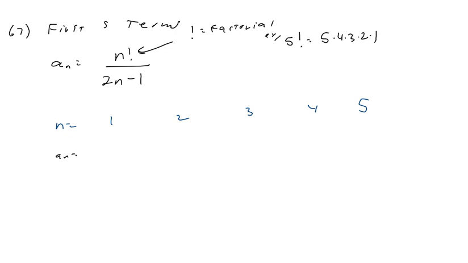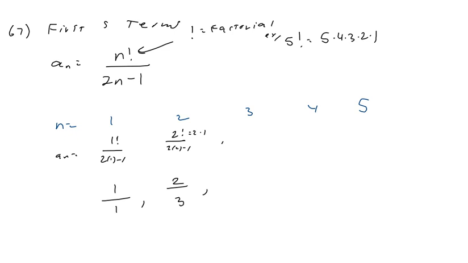N is 1. So this is 1 factorial over 2 times 1 minus 1. 1 factorial is just 1. 2 times 1 is 2. 2 minus 1 is 1. So that's 1 over 1, first term. 2 factorial over 2 times 2 minus 1. 2 factorial is 2 times 1, which is just 2. 2 times 2 is 4, minus 1 is 3.